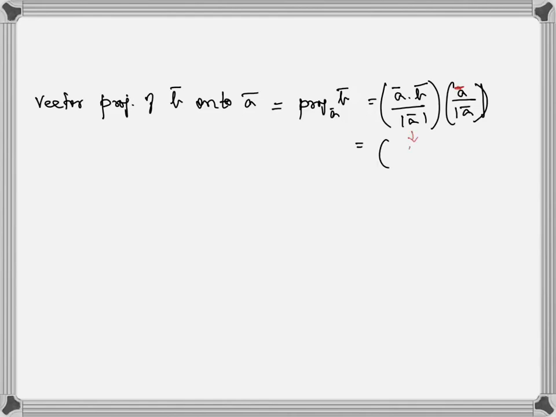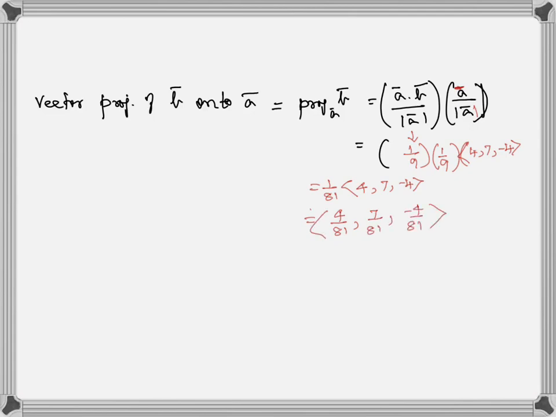So this A dot B over absolute A from the previous part is 1 over 9. Then 1 over absolute A times vector A is written as 1 over 9 times, in the component form, vector A is 4, 7, negative 4, which is 1 over 81 times the vector 4, 7, negative 4, which can be written as 4 over 81, 7 over 81, negative 4 over 81 in the component form. That is the projection of B onto A.